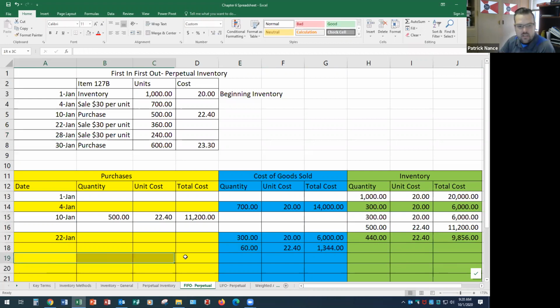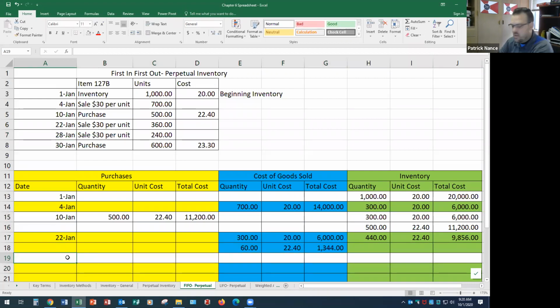Okay, now January 28th. I'm separating my dates here again, just to make sure it's clear that it's a different day. January 28th, I sold at $30 per unit, another 240. Well, I only have one layer of inventory, so I don't need to worry about going backwards or anything. So sold 240. I've only got one cost available in my inventory, and that's $22.40 each. So my cost of goods sold is $5,376.